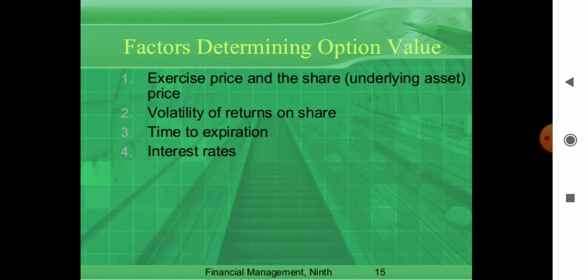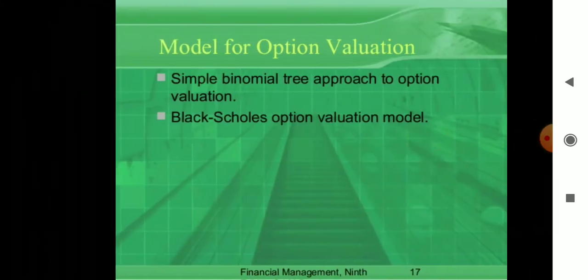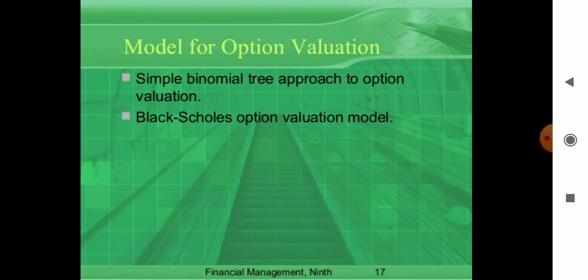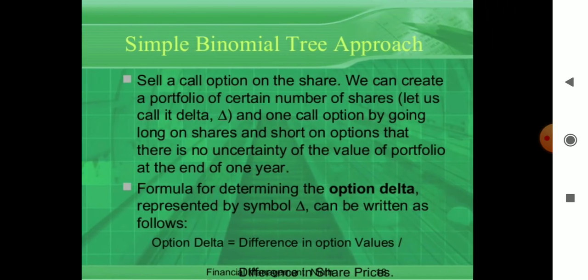Now we will understand the theoretical part a little bit on the options. Now, how are the option values determined? The factors that determine option values are the exercise price of the share, the volatility of the returns on the share, time to expiration, and interest rates. These are the factors that determine the option valuations. Now as I told you, there are four methods. One is the binomial approach, another one is the risk neutrality approach, another one is the portfolio replication approach, and another one is the Black-Scholes approach.